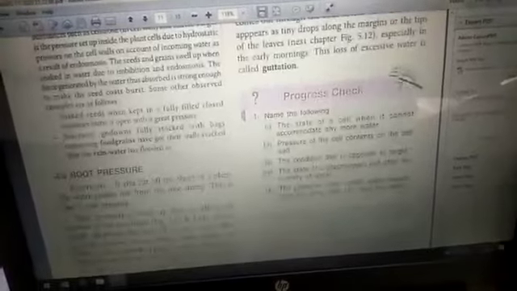This is all for today. Next we'll see root pressure.